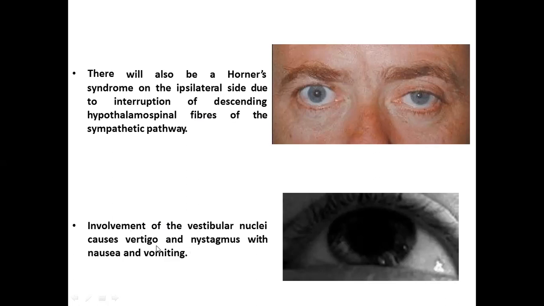Involvement of the vestibular nuclei causes vertigo, that is spinning, and nystagmus with nausea and vomiting. Movements of the eyes, nystagmus, are abnormal movements.